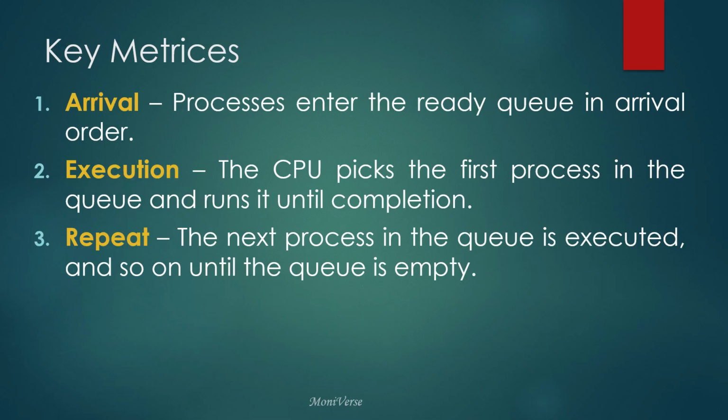Before entering into the CPU scheduling algorithms, we should know some key metrics which will help us better understand them. It may include arrival time, execution time, and the repetition which goes on in the ready queue and in the processor. When we give a task to the computer, the task is put onto the ready queue, waiting to be executed in the CPU. This process is repeated again and again until the computer has no more tasks assigned.